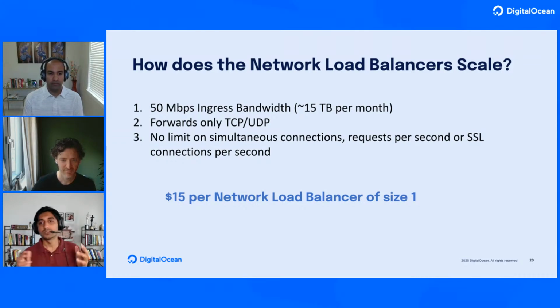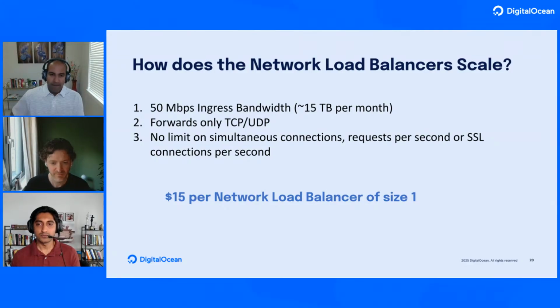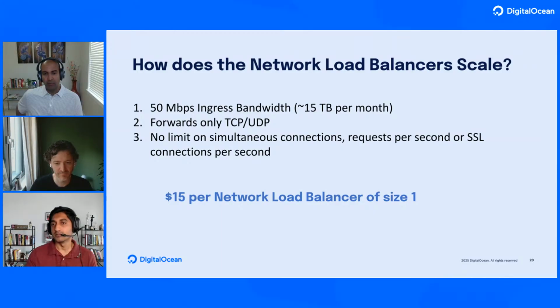Now it supports, it's like a 50 Mbps pipe that you get with the 1 NLB. If you want more, you're going to increase the size of the NLB or create more NLBs as you need in the DCs that you need. Now, one thing you can think of is how do you estimate the number of network load balancers you need.